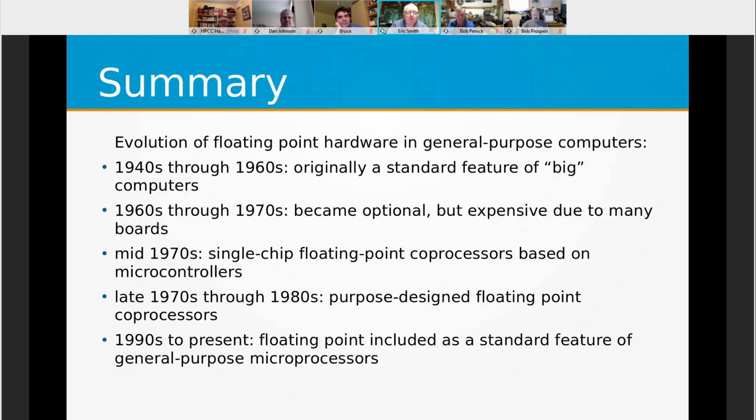And then 1990s to present, floating point went back to being a standard feature on microprocessors. So there's almost no cases today where floating point is optional. Microcontrollers often do not have it, but it's not something that is normally added on with another chip. If you want a microcontroller with floating point, there are some that you can buy.